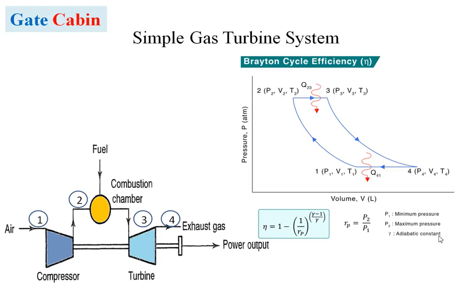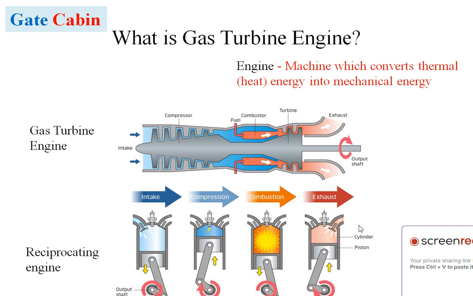So hello everyone. In our previous classes, we have seen the difference between a gas turbine engine and a reciprocating engine. The major, or basic, difference between them is the components. In a reciprocating engine we have a piston, which reciprocates, performing a stroke between the top dead center and bottom dead center of the combustion chamber or cylinder.